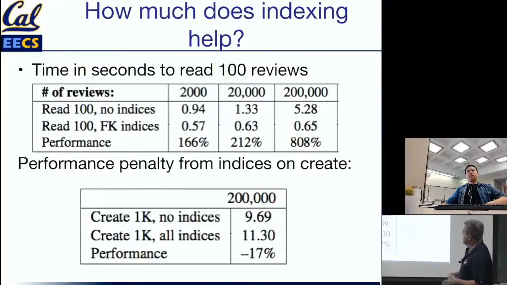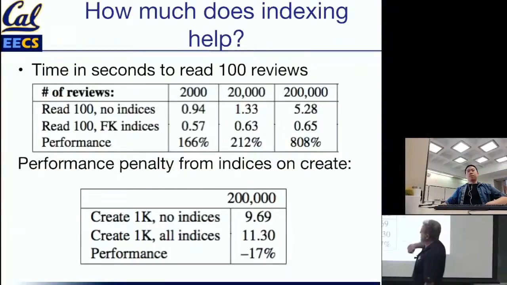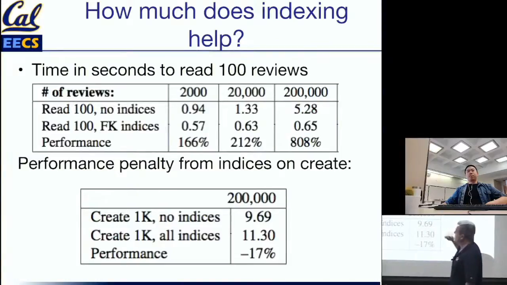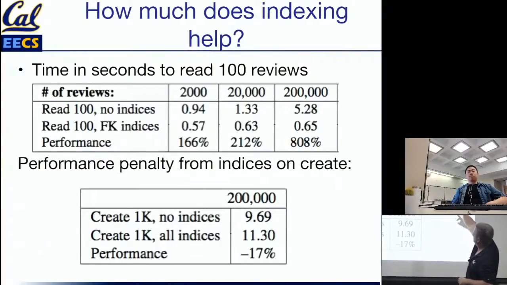How much better do things get if you have indices versus not? So for example, with just 2,000 reviews, there's already a 166% performance improvement if you have an index on that movie ID field versus not. I pick 100 random movies, and for each one I ask what are the reviews associated with it. And as you can see, as the table size gets larger, the absolute amount of time to do the query gets larger.